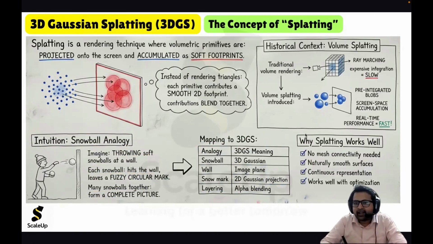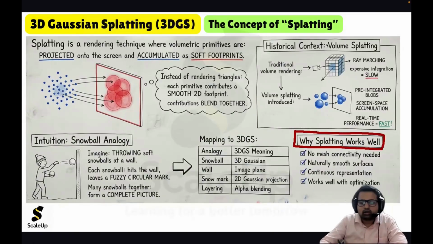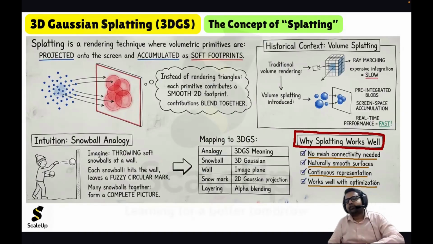Now, why does splatting work well? In splatting, there is no need for joining any geometries. No mesh connectivity is needed. We naturally get smooth surfaces. It's a continuous representation, and it works very well with optimization, because for optimization we need smooth surfaces. It has to be continuous.